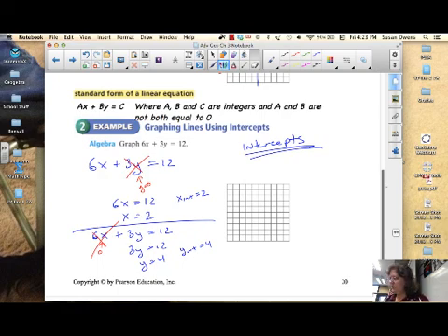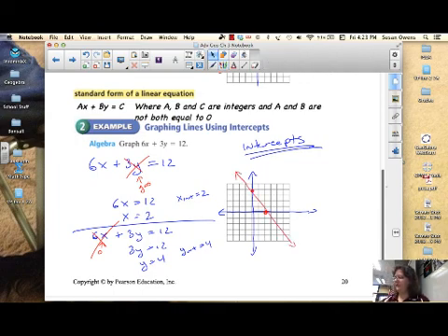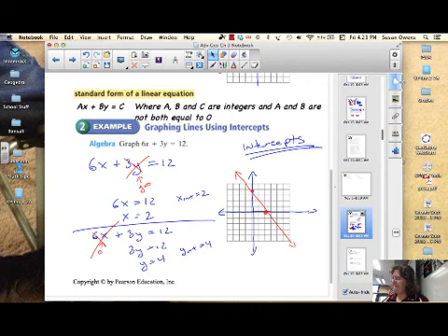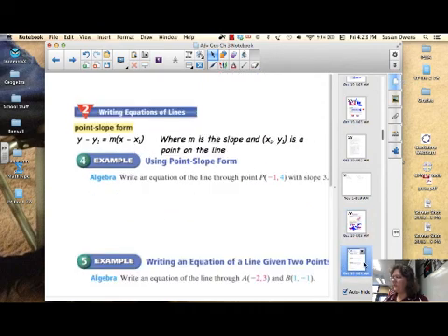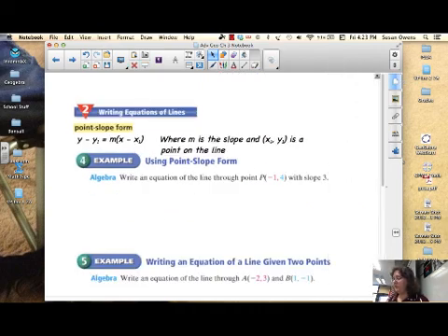Okay, notice I didn't draw my axes before I started, because I need to know where they cross the axes before I put them on my grid. And so my x-intercept is 2, and my y-intercept is 4. And if I connect those with a line, there's my graph. So hopefully I showed you the usefulness, or if you already knew that, that's great, but if you didn't, the usefulness of that standard form, especially for graphing.